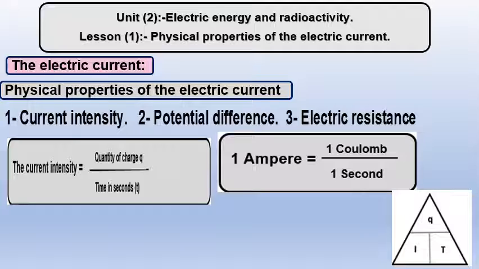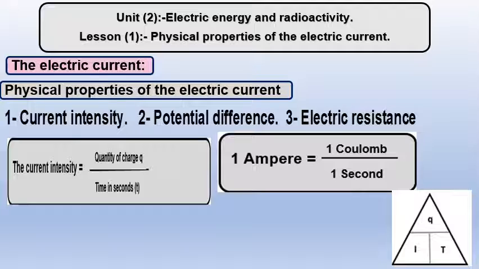If you want to calculate the electric current intensity, put your hand on I. So electric current intensity equals the quantity of electric charge divided by time. If you want to calculate the time, the time equals the quantity of electric charge divided by electric current intensity. Okay? Pay attention here to the magic triangle.